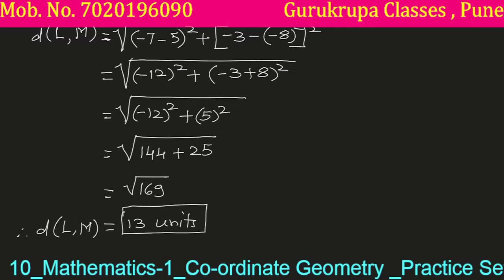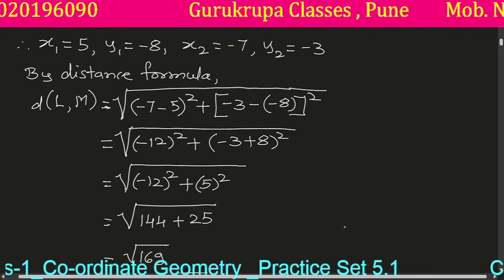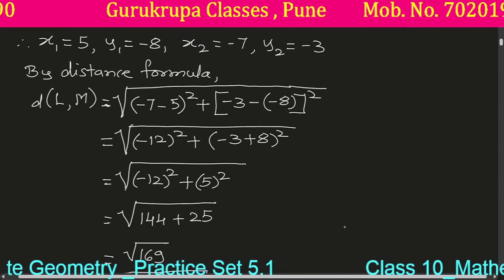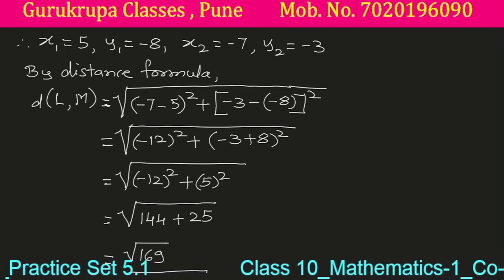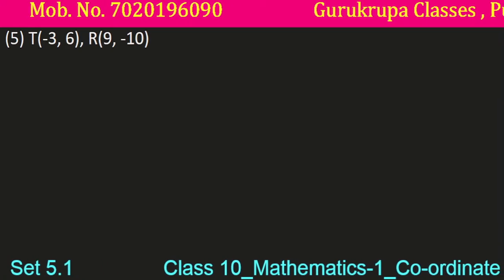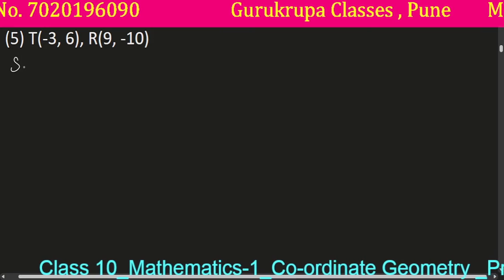Okay, is that clear to you? Simple steps are there. We should pay attention to the signs. If the signs go wrong, then it may give you a wrong answer. So please look at the signs also. The next sum is sum number 5. Sum number 5 is going on.